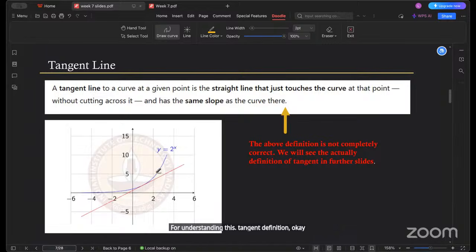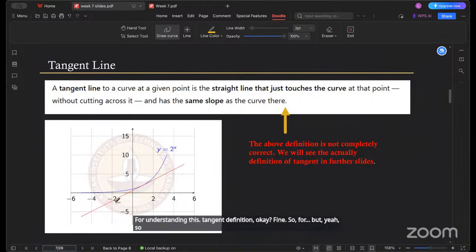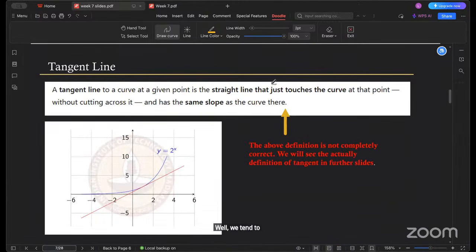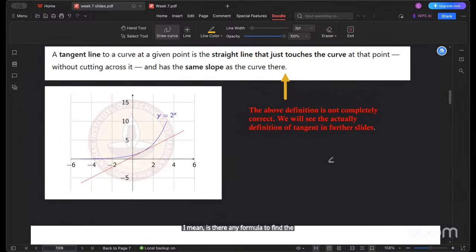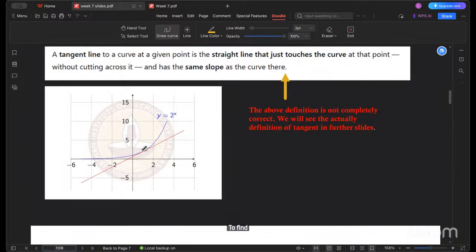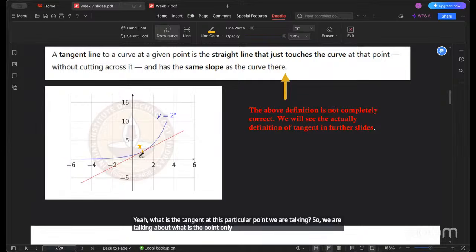Okay, fine. If you are looking at this graph, what is the tangent at this point? Yeah, this is the tangent line. This is the first basic thing you should know about a tangent, but this is not enough for our level of course. Is there any formula to find the point of contact of the tangent, ma'am? To find the point? What is the tangent at this particular point we are talking about? Only if we know the point, then we can talk about the tangent at that point.